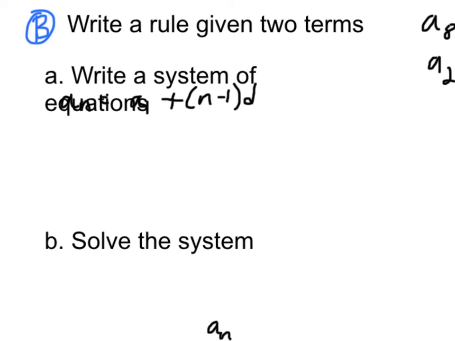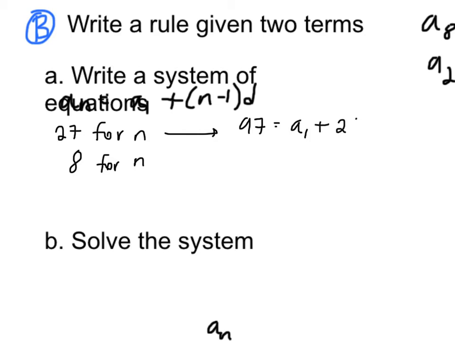Next, we're going to substitute 27 for n into this, and also 8 for n. So our first equation will be 97 equals a sub 1 plus 26d. Our second will be 21 equals a sub 1 plus 7d.